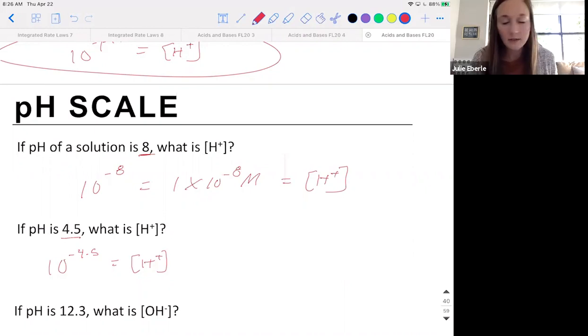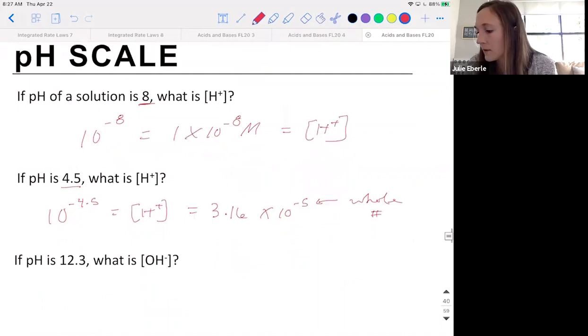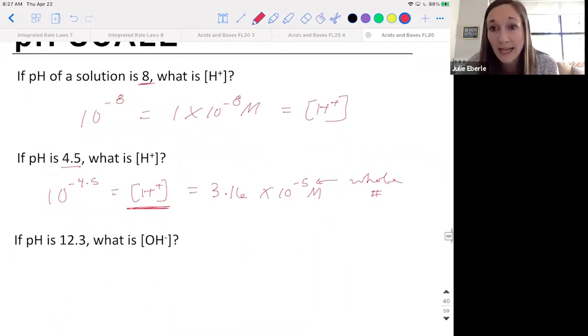We get it? Okay, Bradley said 3.16 times 10 to the negative 5. See how your exponent is a whole number when you finish? Your exponent always needs to be a whole number, not a decimal. All right, and that's units of molarity because we're expressing a concentration. We always indicate concentration with the brackets, right? So the bracket of H plus means concentration of H plus. And your exponent needs to be a whole number.